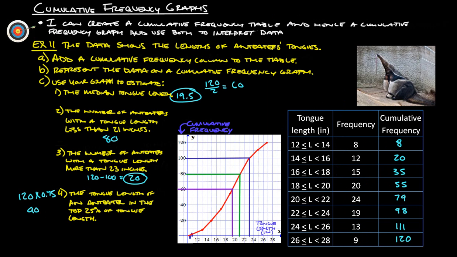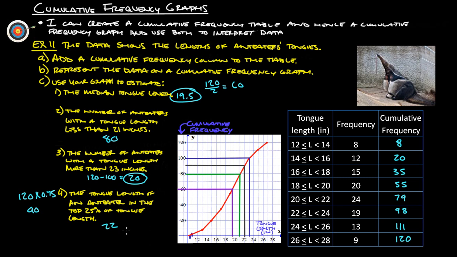Okay, so then what we would do, again, same idea here. We're just going to go over at, say, 90 right here, and we're going to go over until we hit the graph, which is about right there, and we go down, and that is at 22. So that would be 22 inches.